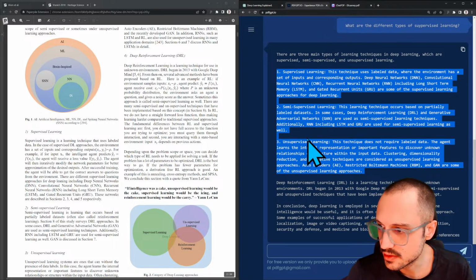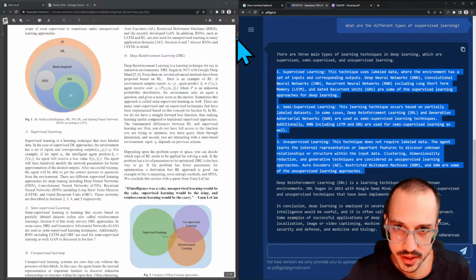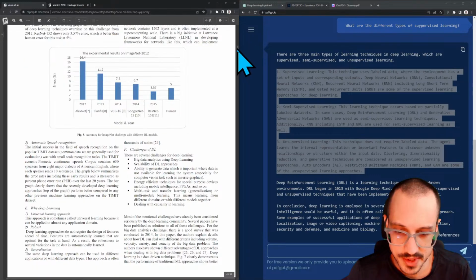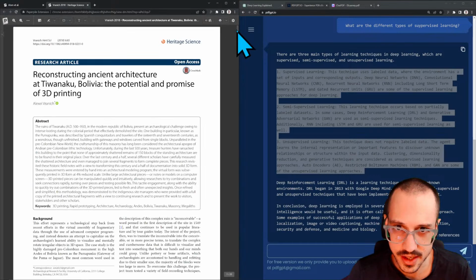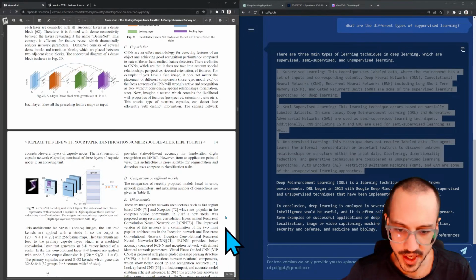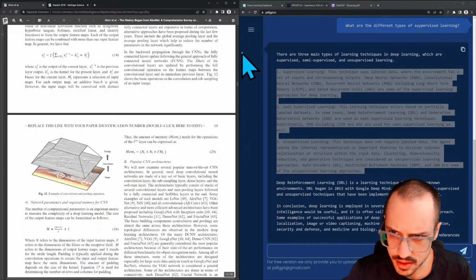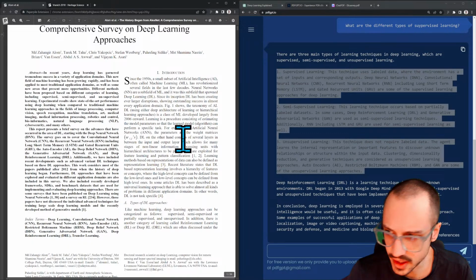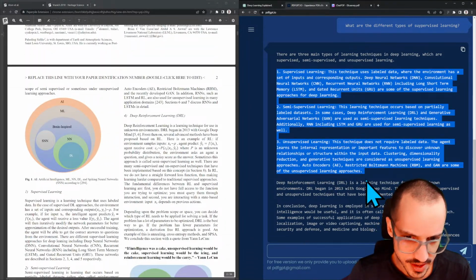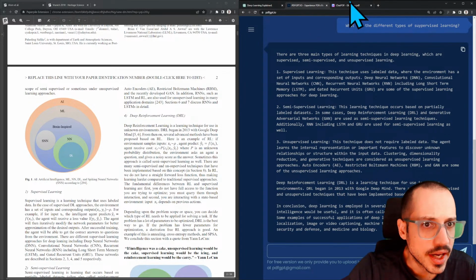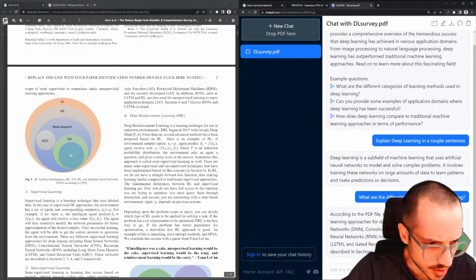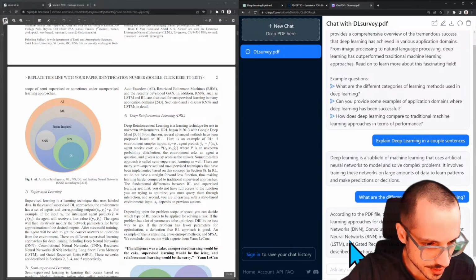How many pages can you feed into it? This paper is pretty long, so I specifically chose papers that are long here. I have another one here, like this is like a history paper, but this is 39 pages. So it's very unlikely that it read the entire thing. I think it's probably doing some kind of similarity search. And let's look at ChatPDF here. According to the PDF file, there are different types of supervised learning for deep learning, including deep neural networks, convolutional neural networks, recurrent neural networks.